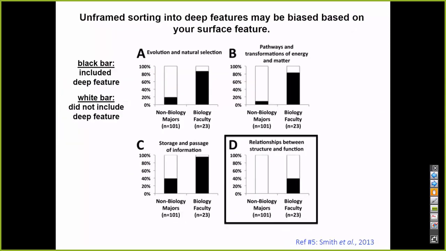So in the first card sort that they did, for example, white is not sorting into the deep feature, black is. And you have your non-biology majors versus faculty. And you can see for these 3 deep concepts, faculty were doing pretty good, but even for this one, which makes me sad, they didn't do quite as good for structure and function. Why do you think that was, given this particular card sort? Is there any reason in particular?